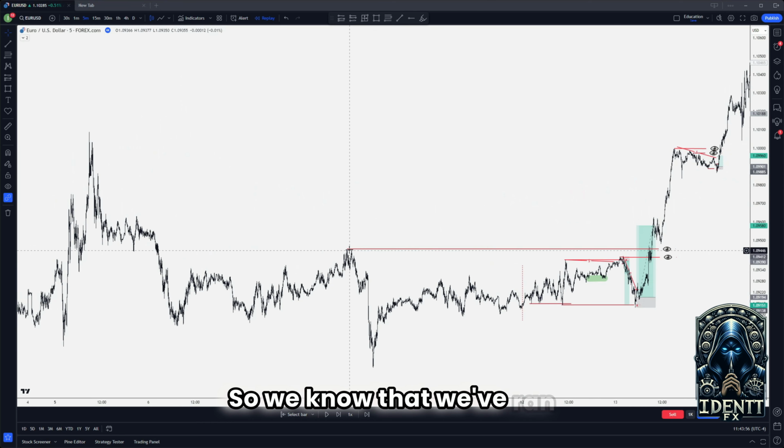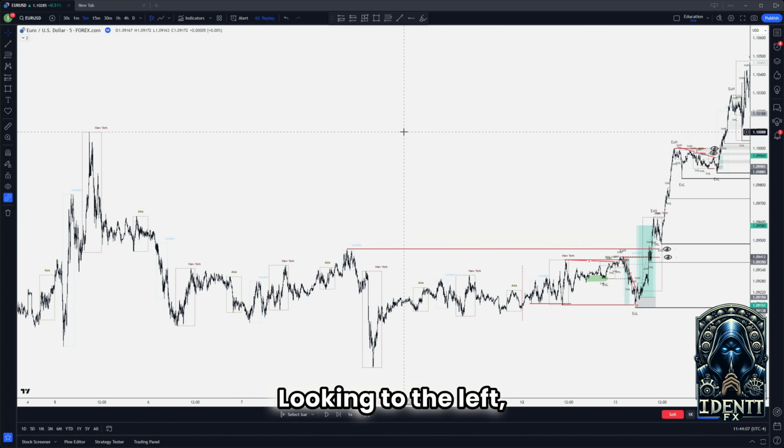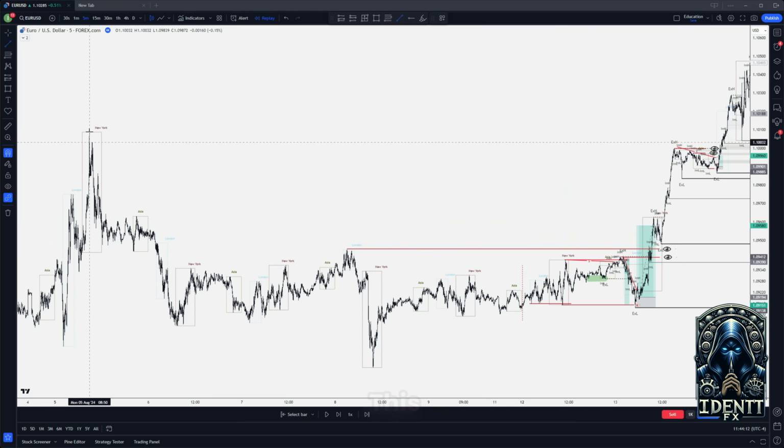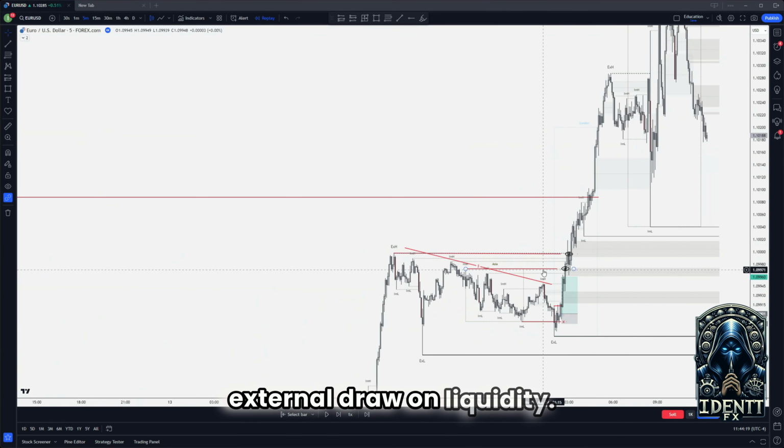So we know that we've ran through this, because again, if we run through it, we're not intending to liquidate it. We are going to go higher. So what can we then do? Looking to the left, to the left, to the left. Run through all of this without a reaction. So can we assume this New York session high right here is going to be our external drawn liquidity?